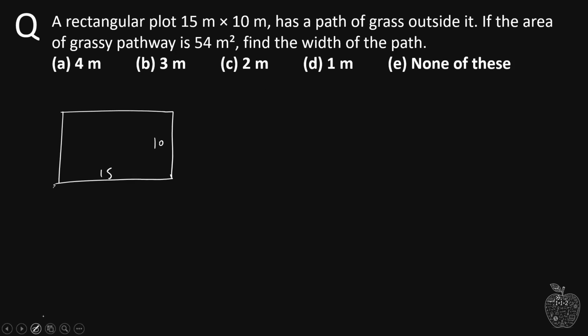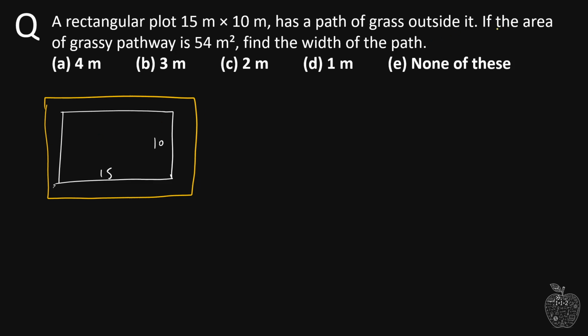This plot has a grassy pathway outside of it. So this is the pathway, and the area of the pathway is given to us as 54 meters square. Find the width of the path. So let's assume that the width of the path is x.